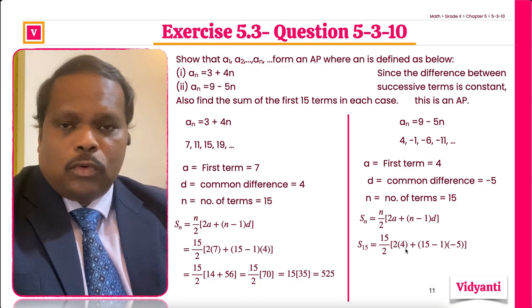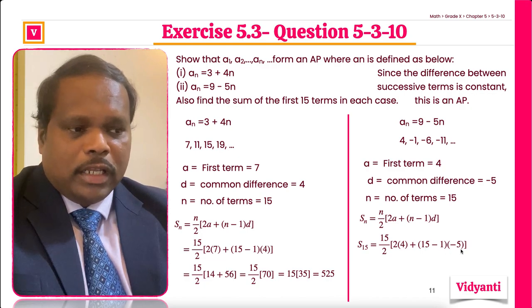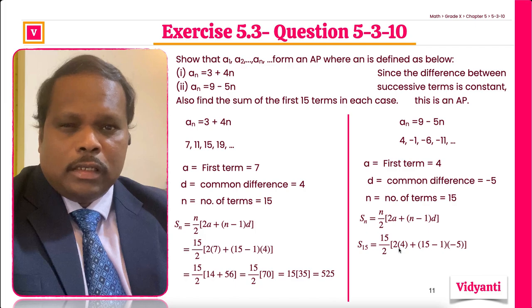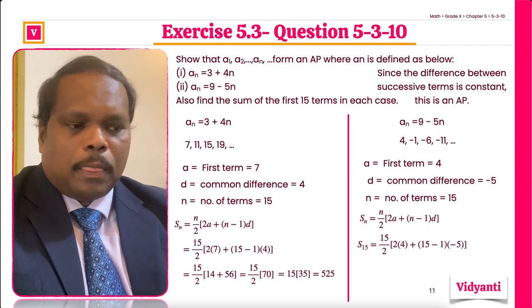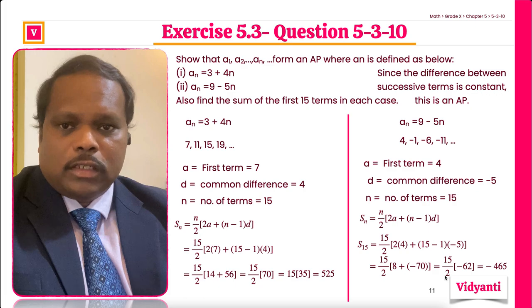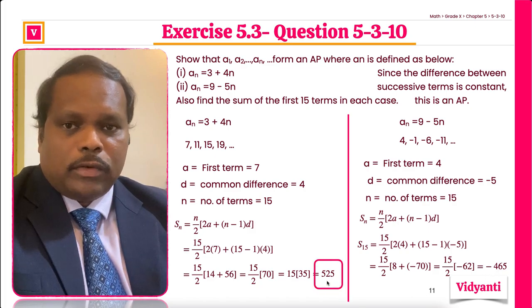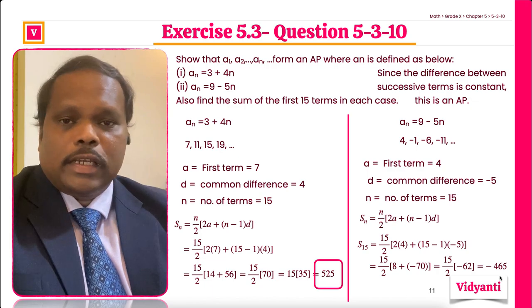So 2 times 4 is 8, 15 minus 1 is 14, times negative 5 is minus 70. Minus 70 plus 8 is minus 62. So that would be cancelling with this 2. So minus 31 will remain. When we multiply that with 15, we will get the answer, negative 465. So the answer for the first part is 525, and the answer for the second part is negative 465.